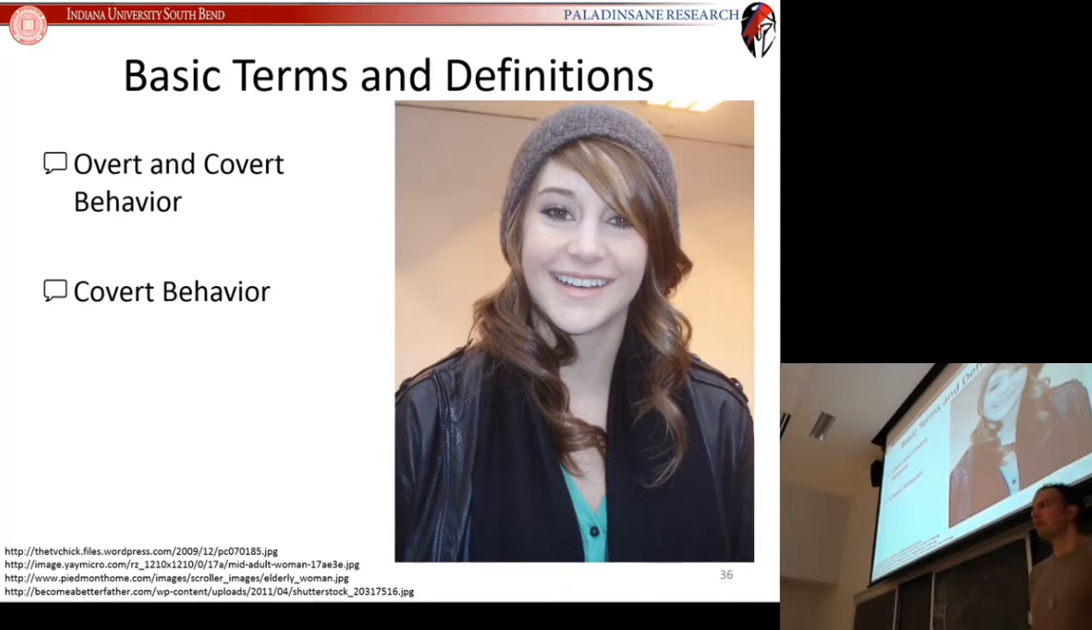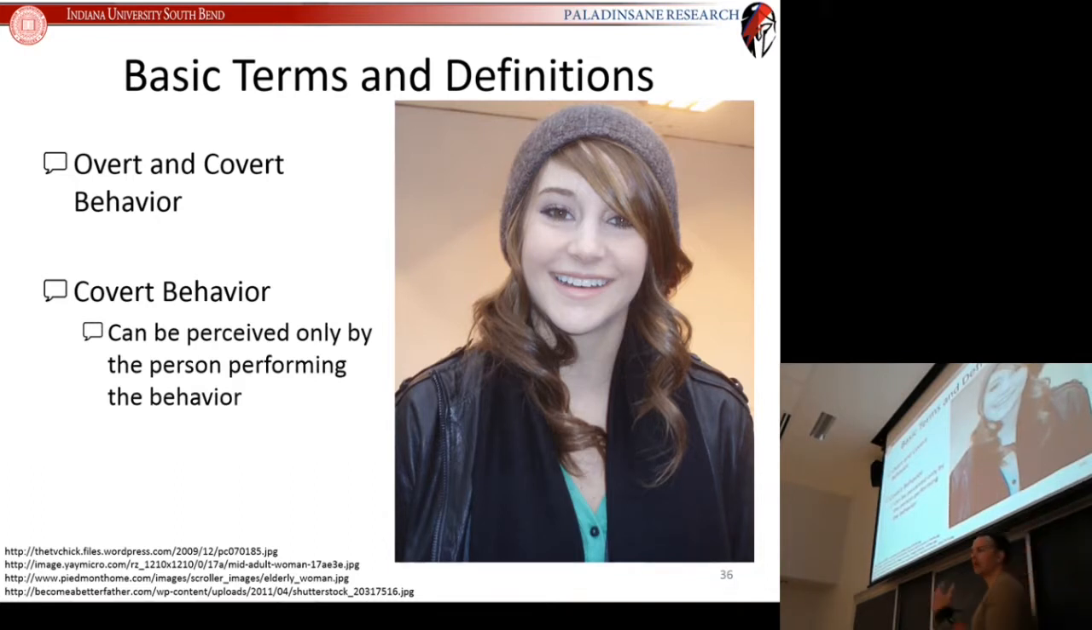The other form of behavior, covert behavior, is the opposite of the overt behavior. This is behavior that can be perceived only by the person that is performing the behavior. So this is something that other people cannot perceive, even if they were there. So this individual here might be smiling on the outside, but on the inside, she might be thinking to herself, you know, this is the saddest I've ever been. Today has been horrible. I'm going to paint this smile on my face to hide my inner thoughts from the world. That's a behavior, right?